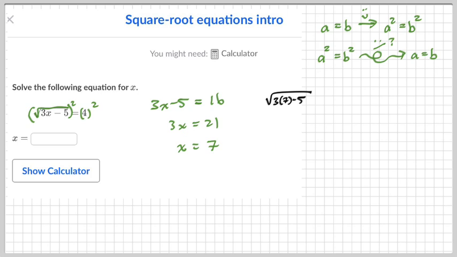So when I multiply it out to see if it works, what do we get? We get 3 times 7 is 21 minus 5. And so we have 16. Does that equal 4? Yes. Yay, it works. We are happy. Okay, so we put the 7 and we're done.